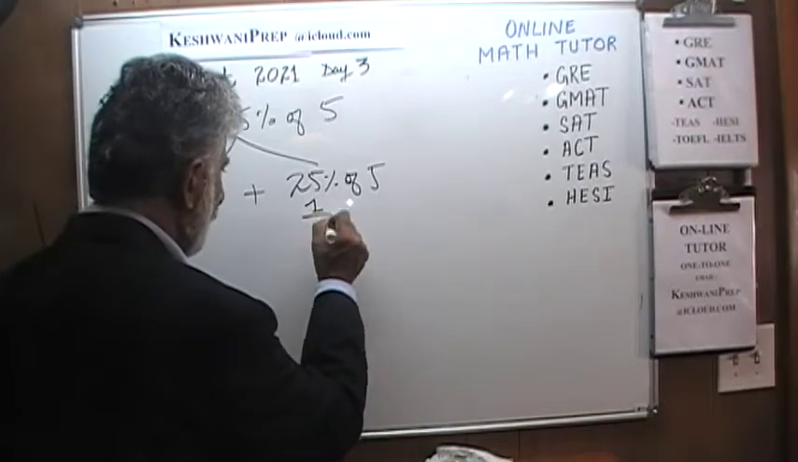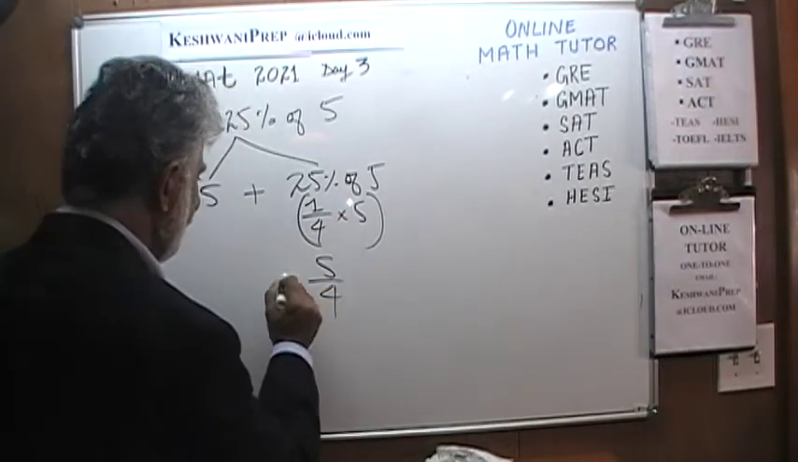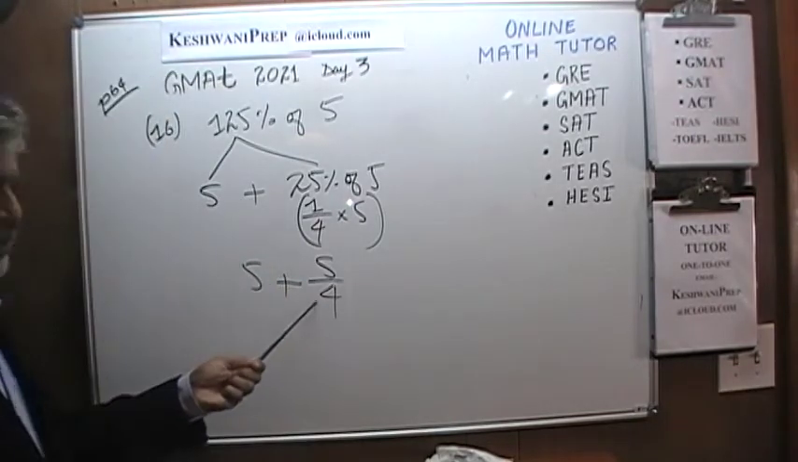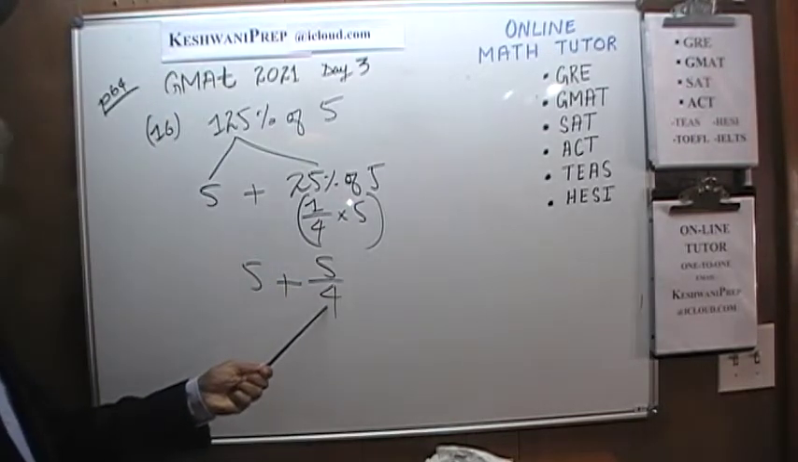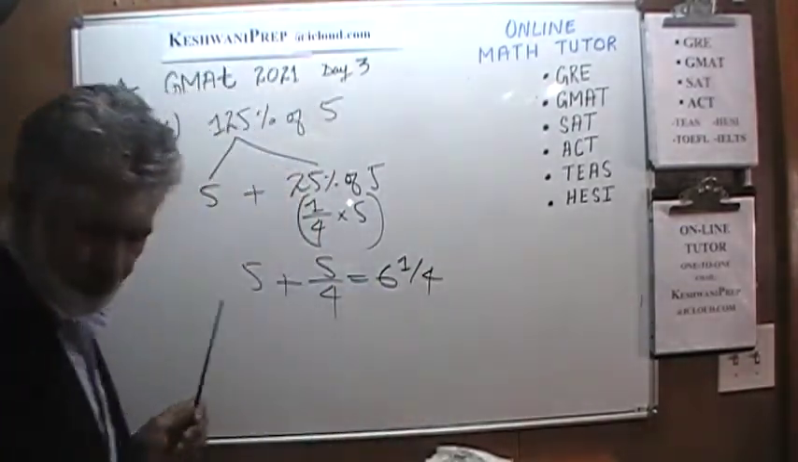25% simply means 1 quarter. 1 quarter of 5 is simply 5 fourths. So we're looking for 5 plus 5 fourths. 5 fourths is 1 and a quarter, so it's 6 and a quarter. It is 6 and a quarter.